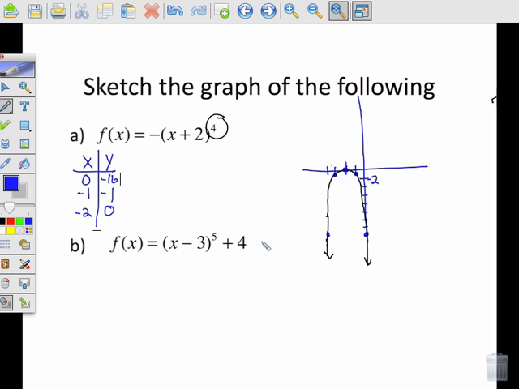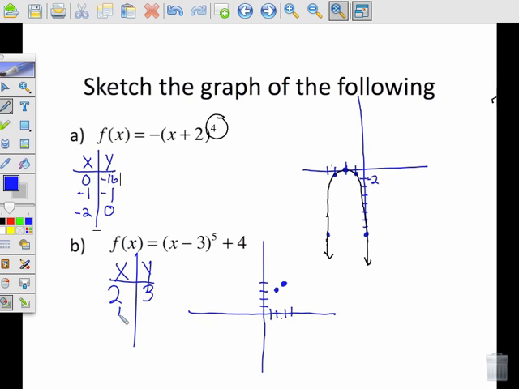All right, let's now look at my x to the third. Maybe what we can do here is use our translations, and then we can decide what values we're going to put in. This is 3 to the right and 4 up. There's my initial point. That's usually at the origin. So let's put in 2 for an x and see what we get for an output. If you put 2 in, you get 2 minus 3, negative 1 to the fifth. Negative 1 plus 4 is 3. So over 2 up to 3. If I put in 4, 4 minus 3 is 1, 1 to the fifth is 1, 1 plus 4 is 5.